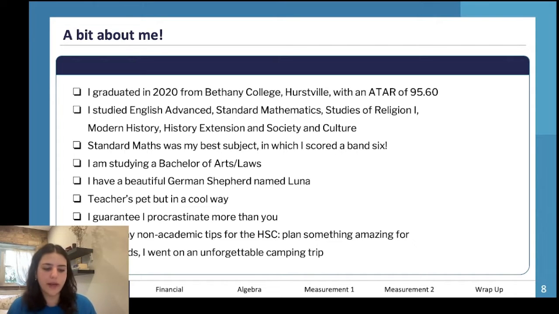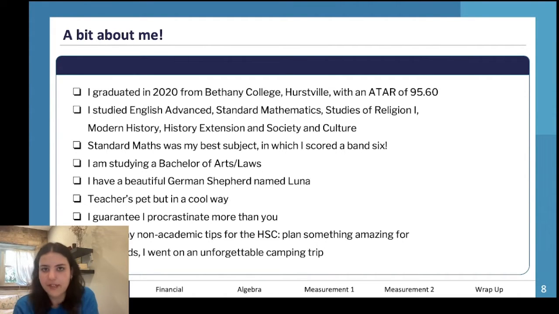Teacher's pet, but in a cool way. I keep this here because I think it's good encouragement for you to not feel embarrassed if you are a student who particularly likes your teachers or finds solace in going to school and enjoying being at school. I was often one of those kids who liked going to school, and especially in year 11 and 12, if things were tough or if I was going through something, being at school was something that I liked being at.